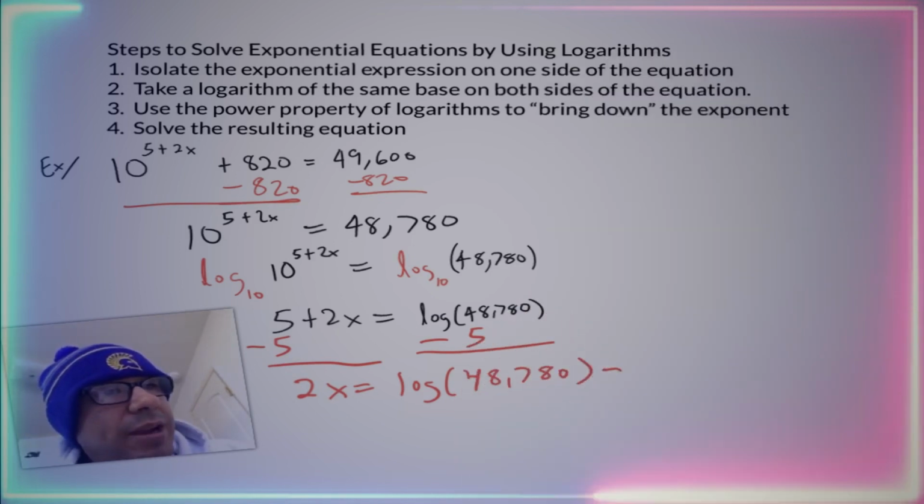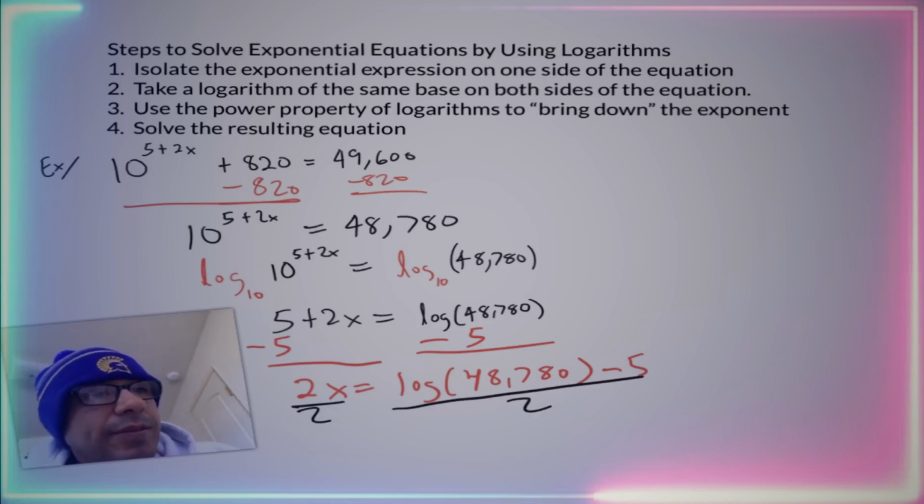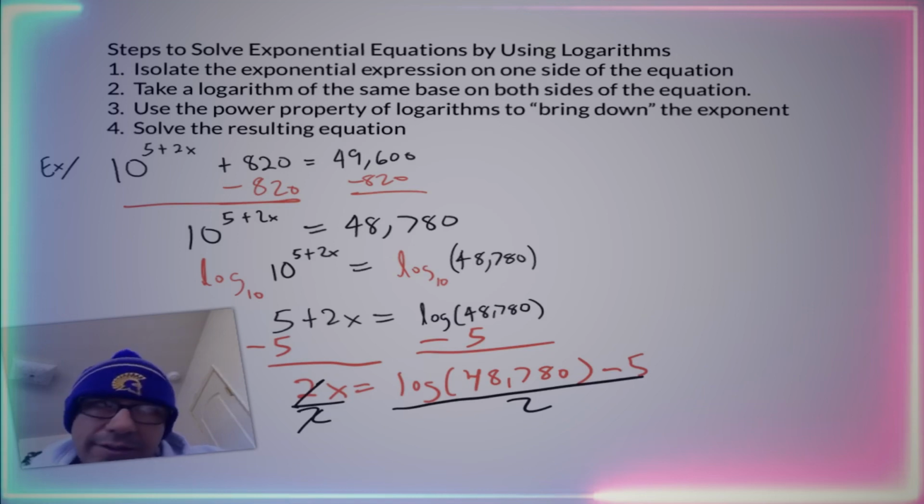All right, and we subtract 5. And now I'm going to divide both sides by 2. And this is our solution, folks. X equals log of 48,780, close parentheses, minus 5, all that over 2. So let's punch this into the calculator and let's see what we get.